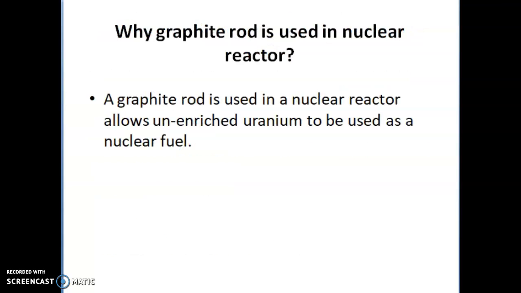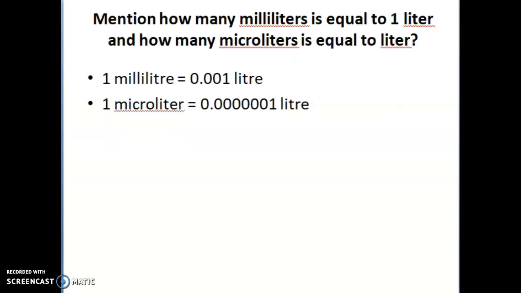Let us jump to the other question. Why is a graphite rod used in a nuclear reactor? So a graphite rod is used in a nuclear reactor which will allow us to enrich the uranium. Okay, so to enrich the uranium which is used as a nuclear fuel.